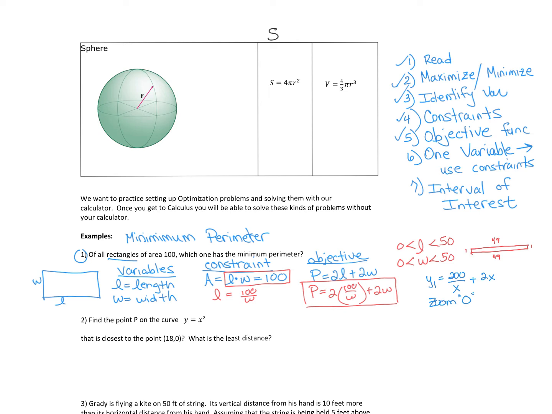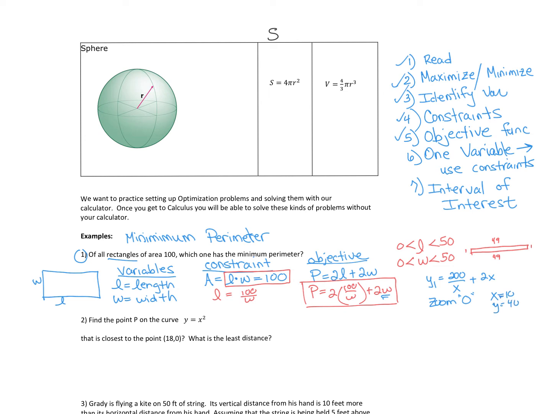Now, keeping in mind, because our x value, which is our w in this case, has to be less than 50 and greater than 0, we only want to look in that interval. So I am actually going to change my window for my x's from 0 to 50. Using second function, calculate, and finding a minimum, I get x equals 10 and y equals 40.